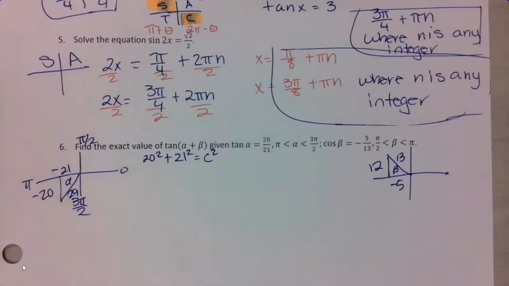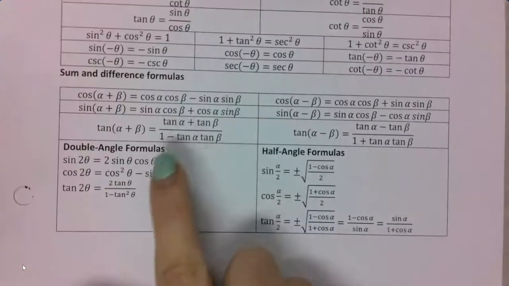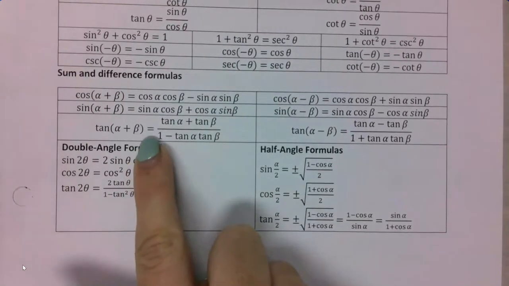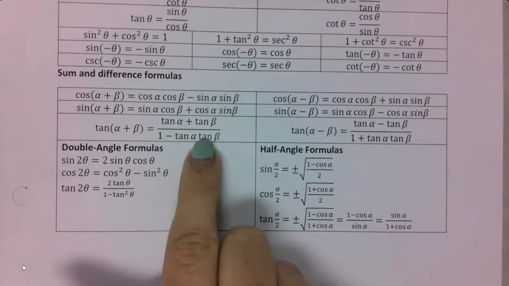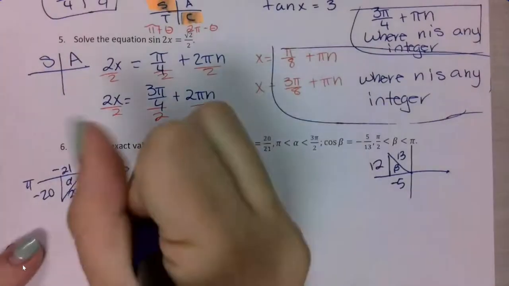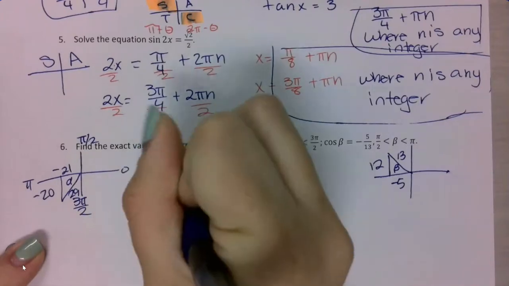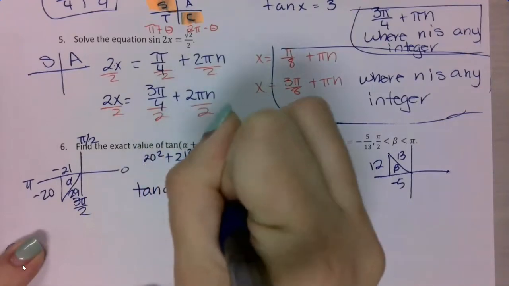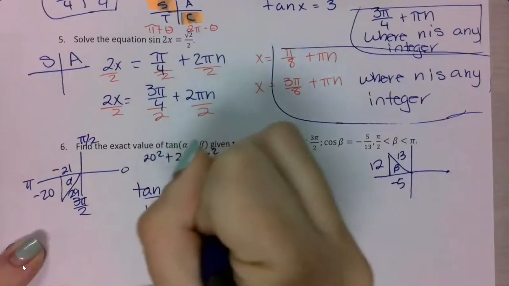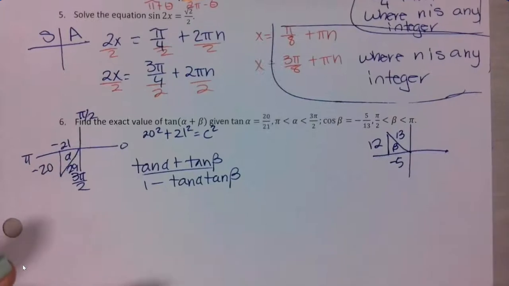Then I just want to plug into the tangent formula for sum and difference. I was adding my alpha and my beta, so this is the formula I'm using right here. Tangent of alpha plus beta equals tangent alpha plus tangent beta over 1 minus tangent alpha times tangent beta. And then I'm going to plug in my values.